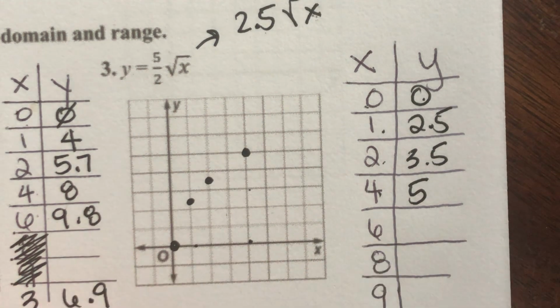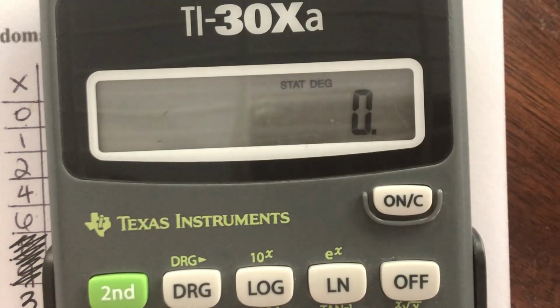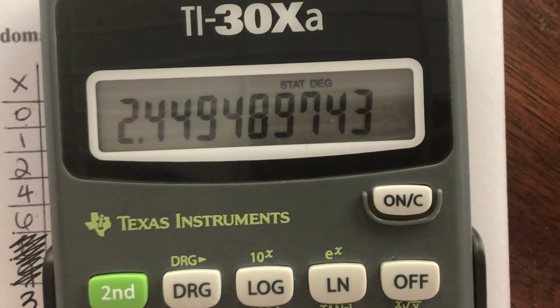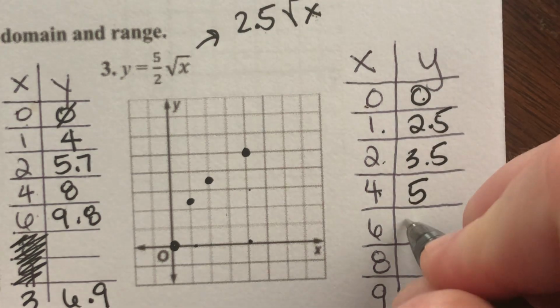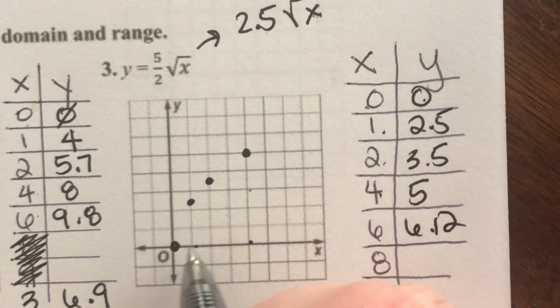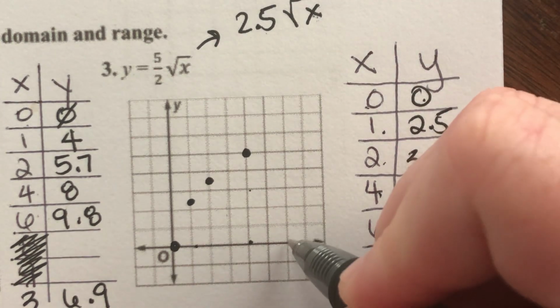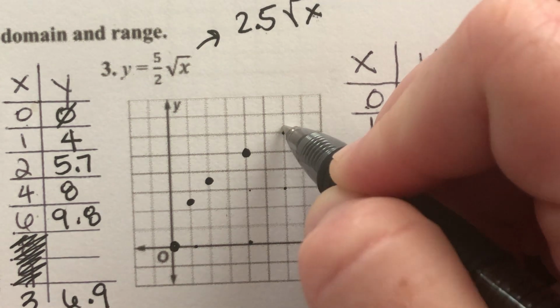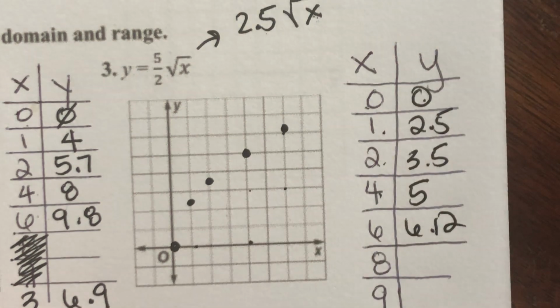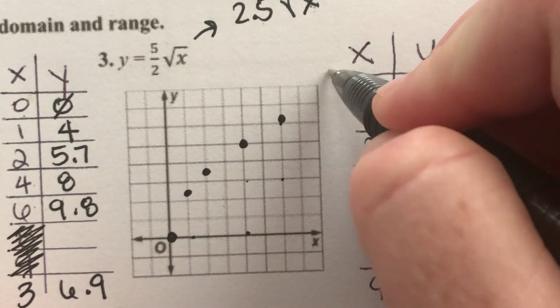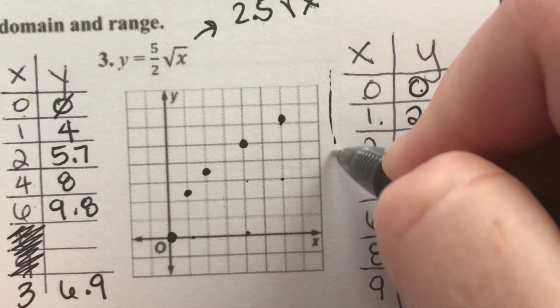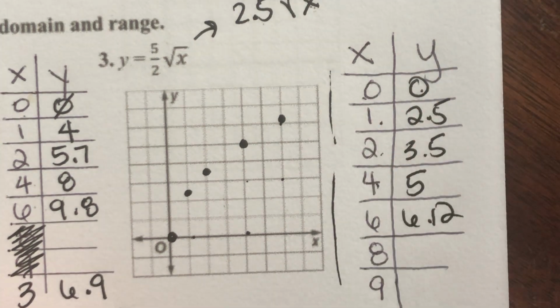Okay, when x is 6, the square root of 6 times 2.5 gives us about 6.12. So I'm going to go over 6, up 6.12, just over 6. And let's just do 9. It's a little bit off the graph here. Imagine there's one more line drawn here.